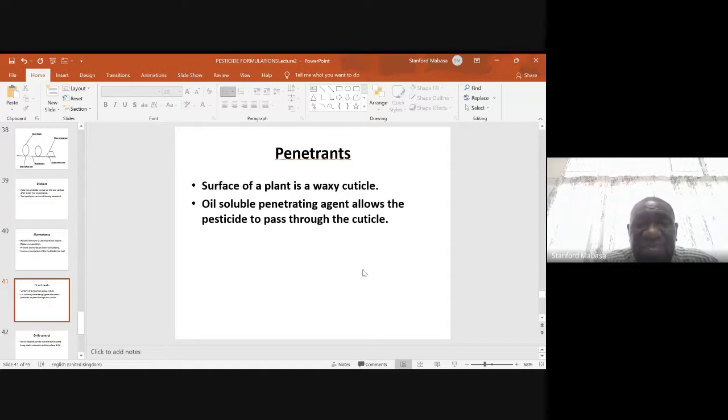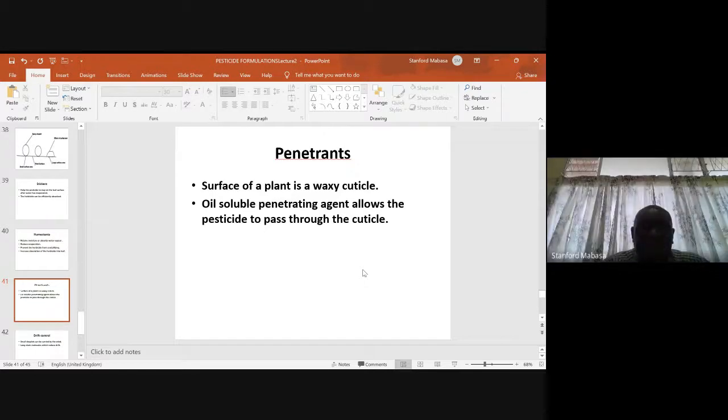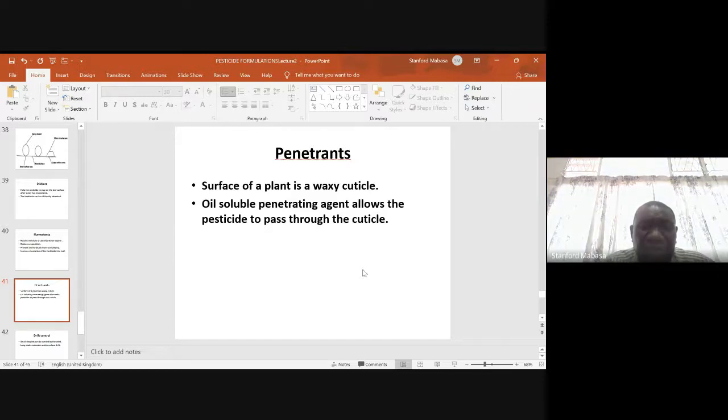Some are self-explanatory. Penetrants. You know, the plant has got a protection, which is the cuticle, a waxy cuticle. So you may need a penetrant which will dissolve that cuticle. So you need an oil-soluble penetrating agent which allows the cuticle to be broken so that the pesticide can enter the plant.